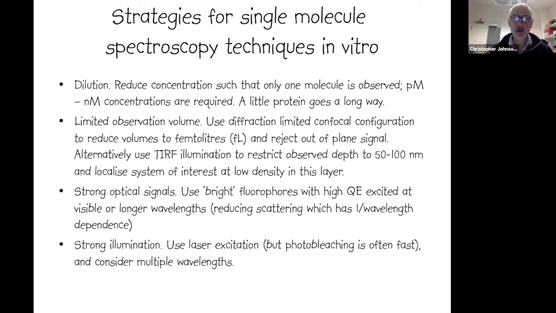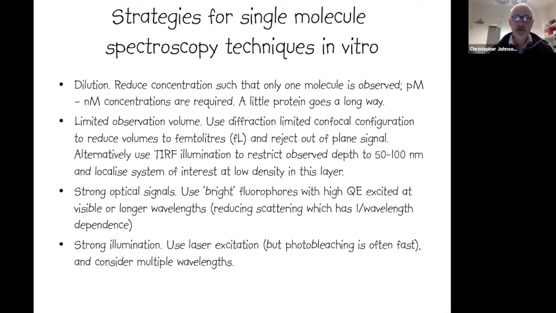So if we look at the confocal condition, we have 10 to the minus 15 of a liter, and say we're working at picomolar, 10 to the minus 12 molecules per liter. So we're down to 10 to the minus 25. So we should be working at a true single molecule level.